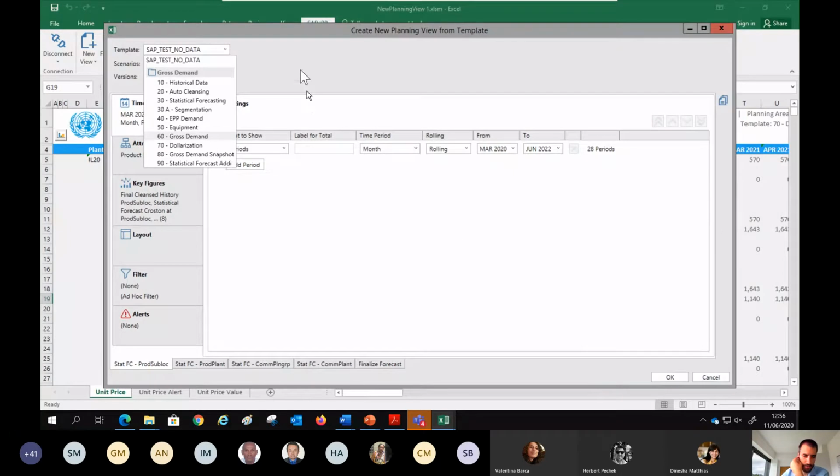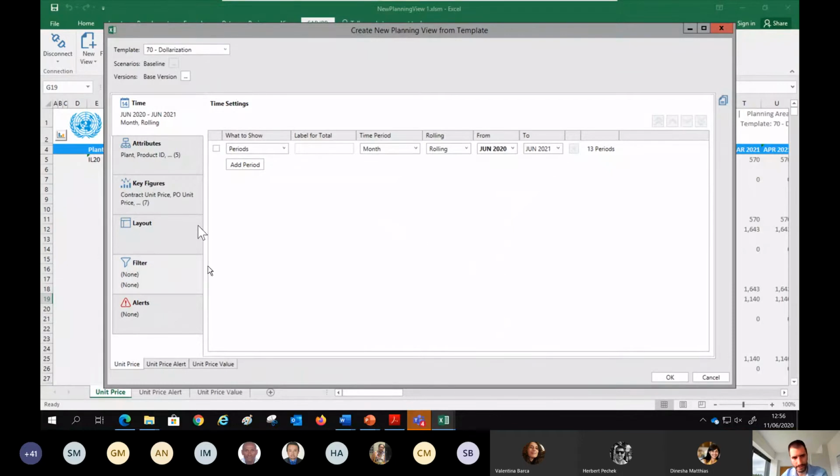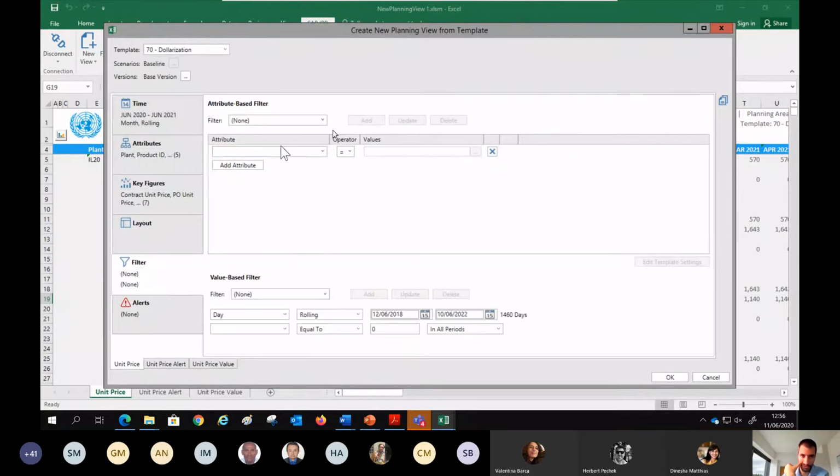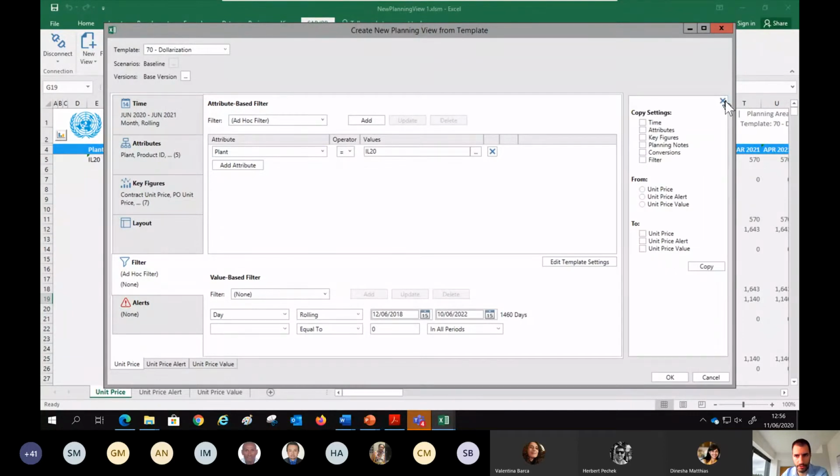In this template, it is very important, please write it down, and don't forget to do this in the exercise. It's very important that you add the filter before running the template, and that you add the filter for all tabs. So enter the filter and then copy it to the rest of the tabs. We are in the unit price tab, and we copy the filter to the rest of the tabs.